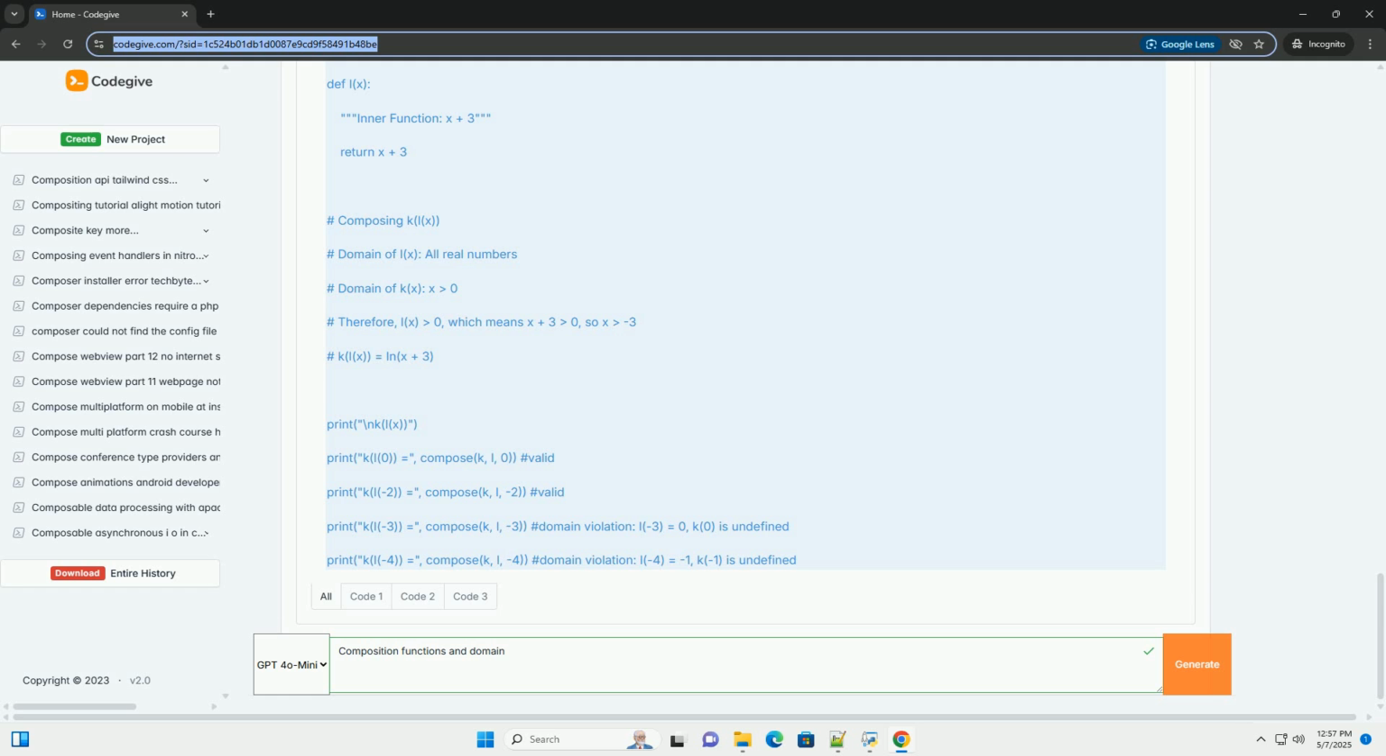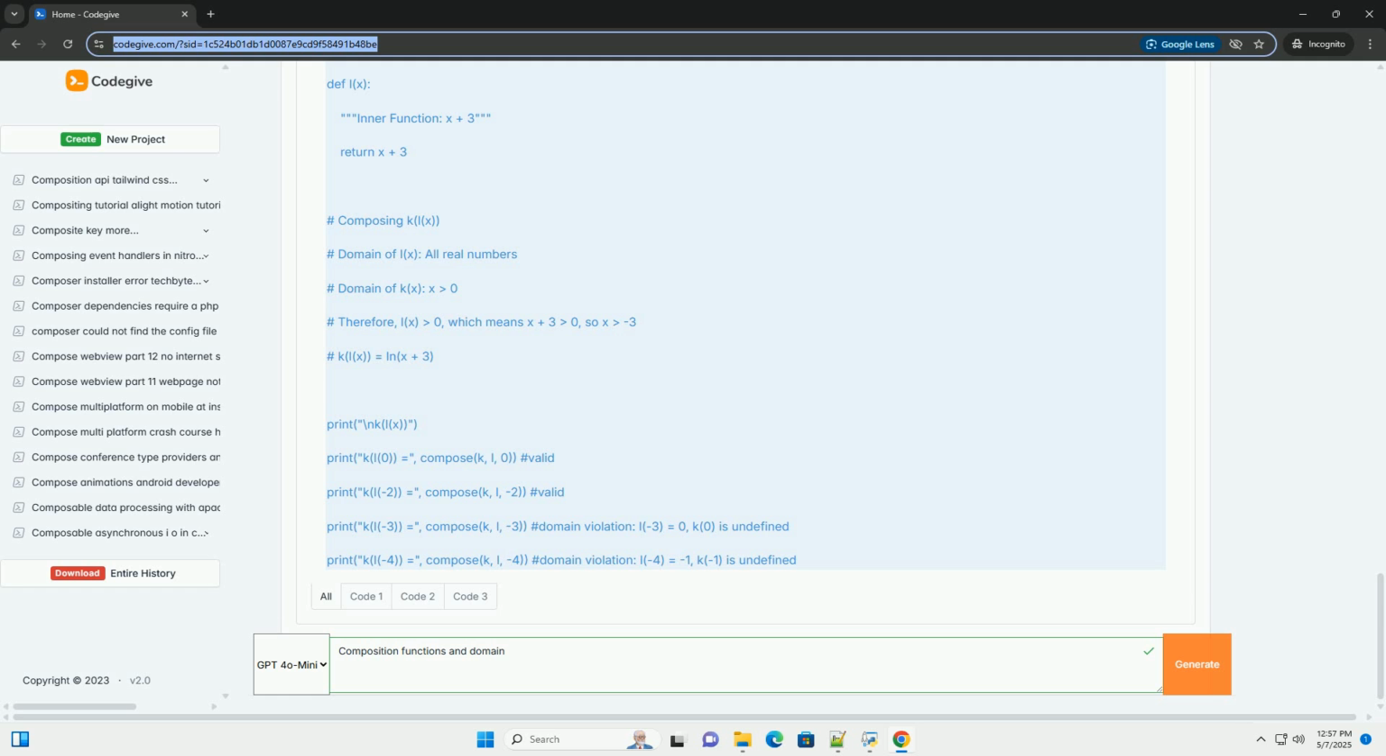The functions return none if their input violates their domain. This is a simple way to signal that the function is undefined for that input. A more robust approach might use exceptions, but none is sufficient for this example.